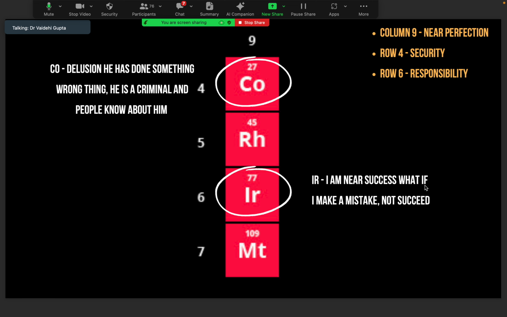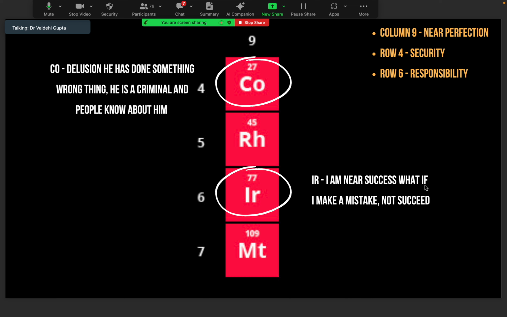In column 9, they are near perfection, so there is anxiety. In cobalt, there is anxiety, delusion: he has done something wrong, he is a criminal and people know about him. Because it is a row of security, they think, what if someone will know about him that he has done something wrong. So there is a phase of insecurity because it is near perfection.